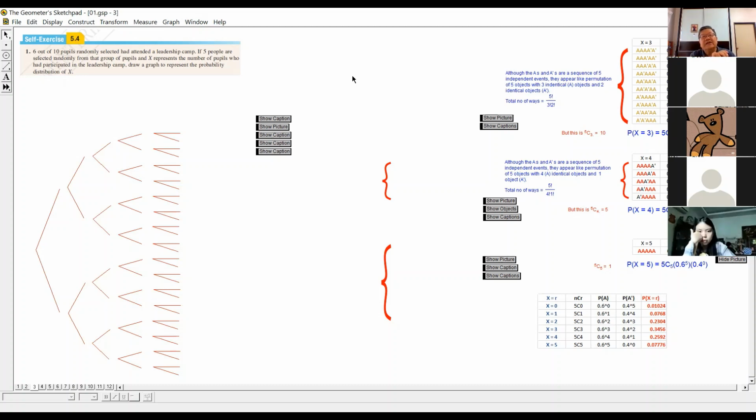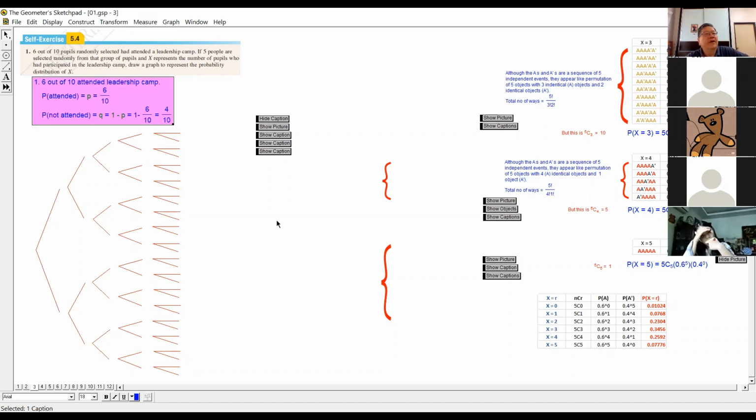Then the last one is x. X is the number of students out of the 5 students who attended the course. That is x, the value of x. Okay, so now we try and see.